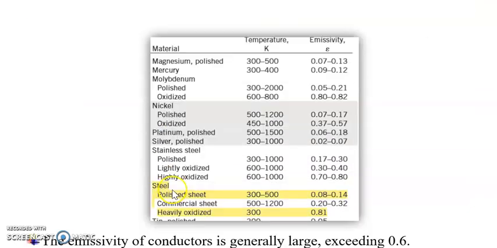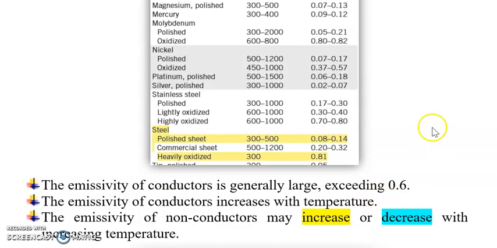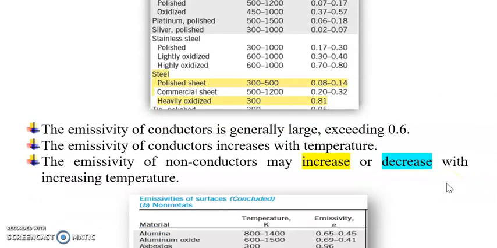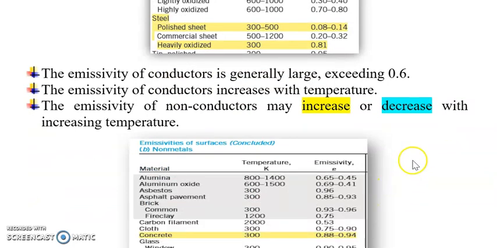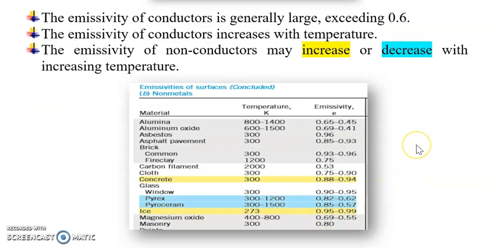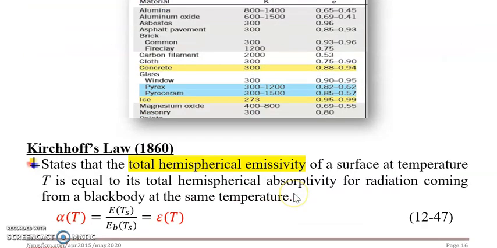The metallic surfaces, as you can see here, polished and heavily oxidized, they differ. The emissivity of conductors is generally large, exceeding 0.6. The emissivity of conductors increases with temperature. The emissivity of non-conductors may increase or decrease with increasing temperature. As you can see here, for concrete, it increases with temperature. With ice, it increases with temperature. Non-metals: this one is increasing, this one is decreasing.